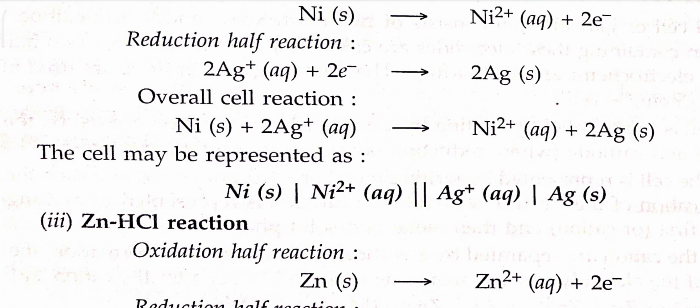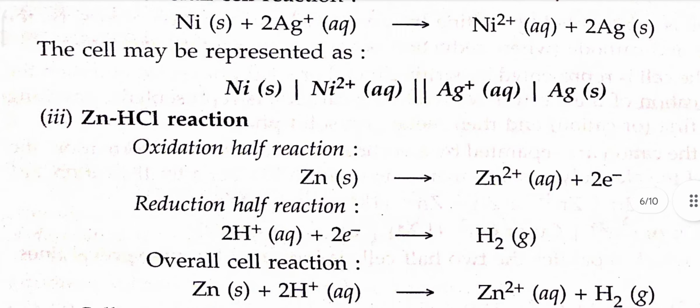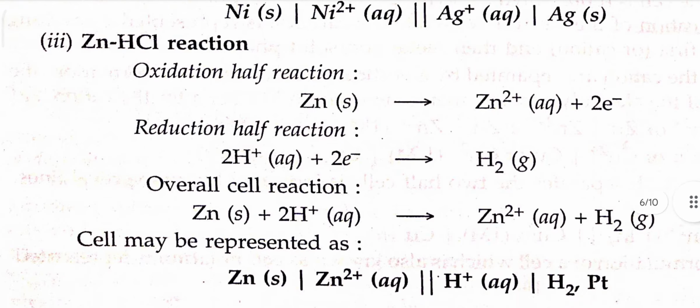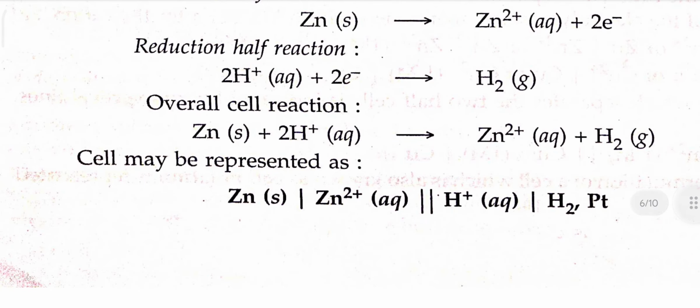Zn-HCl reaction. Oxidation half reaction: Zn gives Zn2+ plus 2 electrons. Reduction half reaction: 2H+ plus 2 electrons gives H2. Overall cell reaction: Zn plus 2H+ gives Zn2+ plus H2. The cell may be represented as Zn | Zn2+ || H+ | H2, Pt.